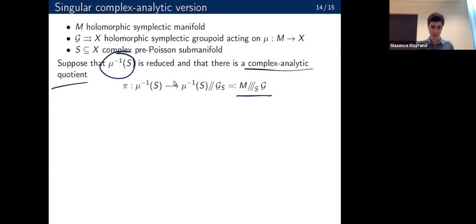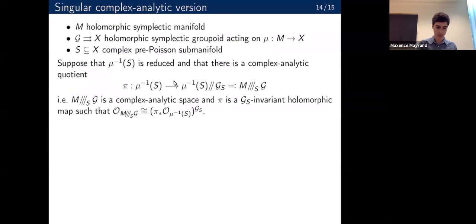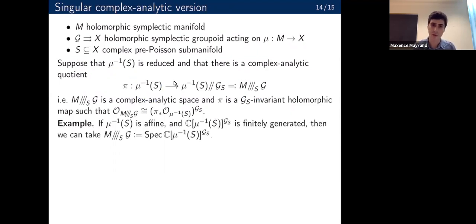And this will be our appropriate notion of the symplectic reduction of M by G, S in this analytic sense. And by complex analytic quotient, I just mean the complex analytic space with a G_S invariant holomorphic map, such that holomorphic functions on the base space here are isomorphic to the G_S invariant holomorphic functions on the top space here, nu inverse of S. So for instance, if nu inverse of S is a complex affine variety, and this ring of invariant polynomials happens to be finitely generated, then we can just take the spectrum of the ring of invariant polynomials, which will satisfy this.